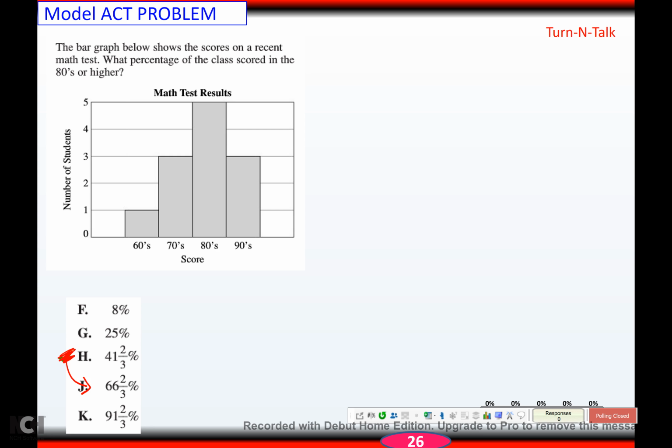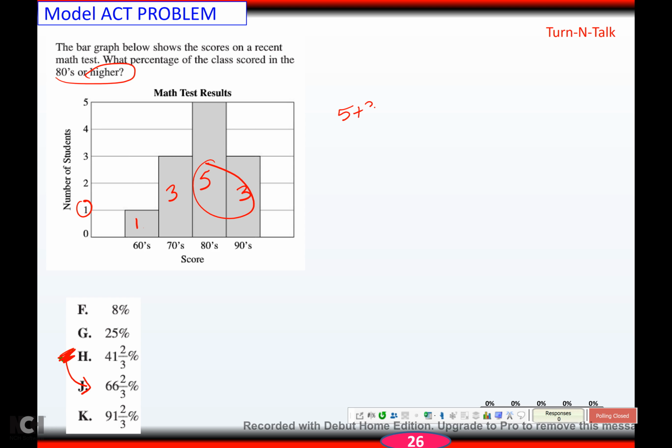It says the bar graph below shows the scores on a recent math test. What percentage of the class scored in the 80s or higher? Well, you had 1 student score 60. You have 3 students that scored in the 70s. You have 5 students that scored in the 80s. And you have 3 students that scored in the 90s. And they want 80s or higher, so that's these two.